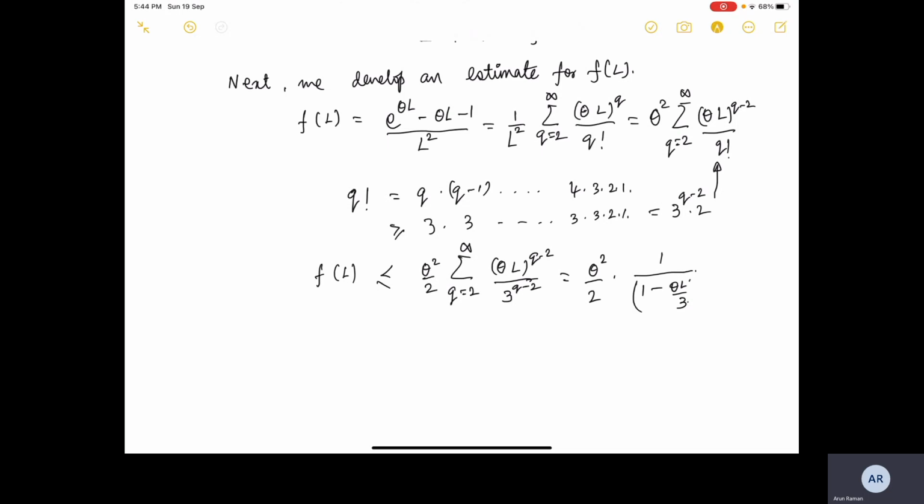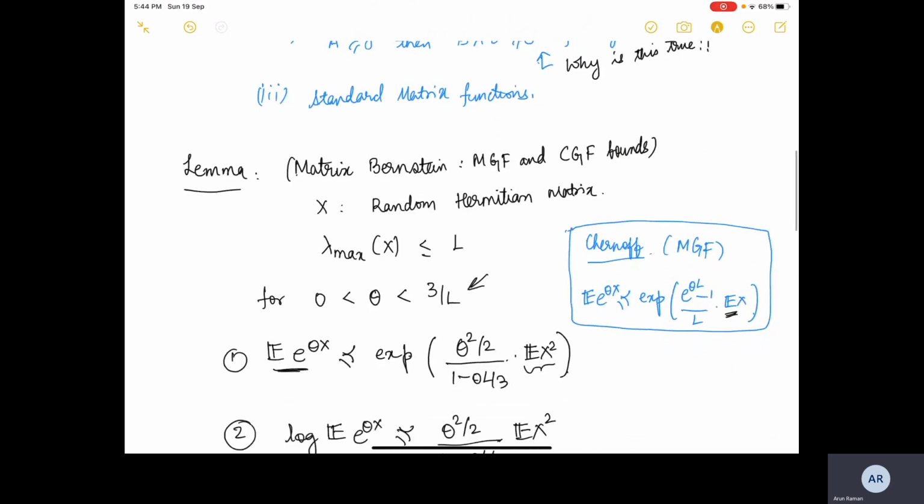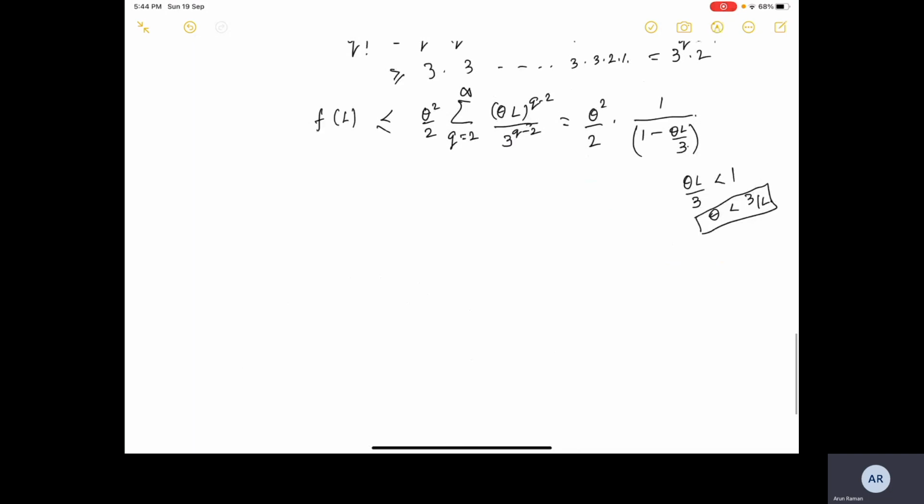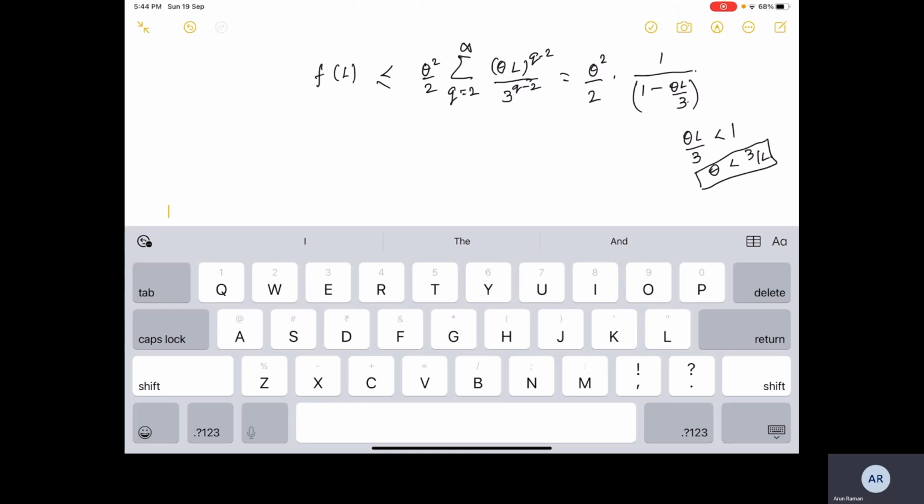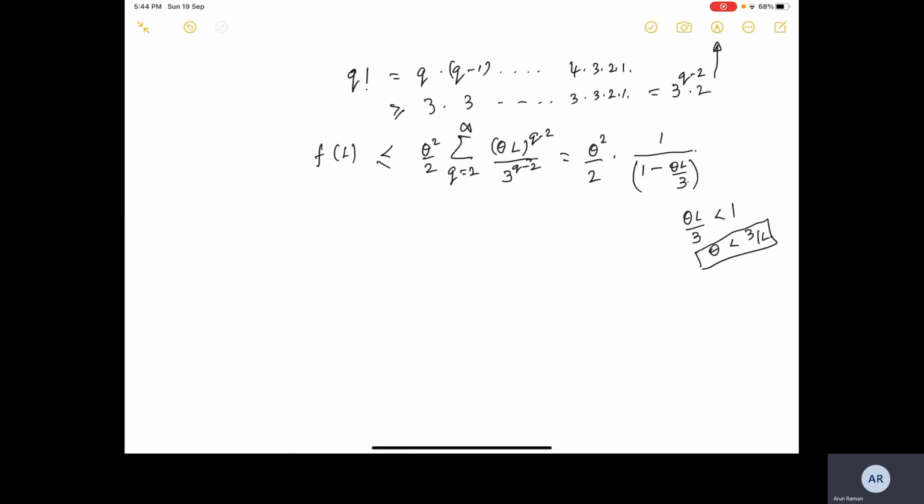One consideration here is that theta L by 3 should be less than 1 for the series to converge. Otherwise, there will not be a convergence. So then we have an upper bound on the value of theta. Theta is less than 3 by L, and this is what we had in the statement. So that is how this particular condition comes into the picture. Now, once we have established this, the proof is almost done.